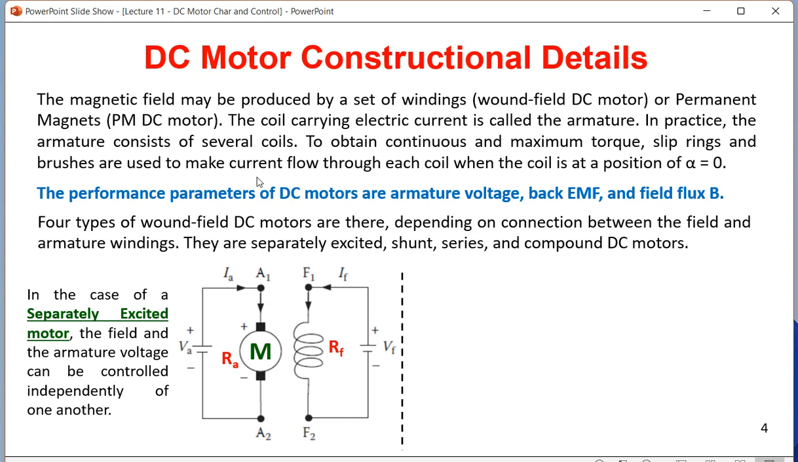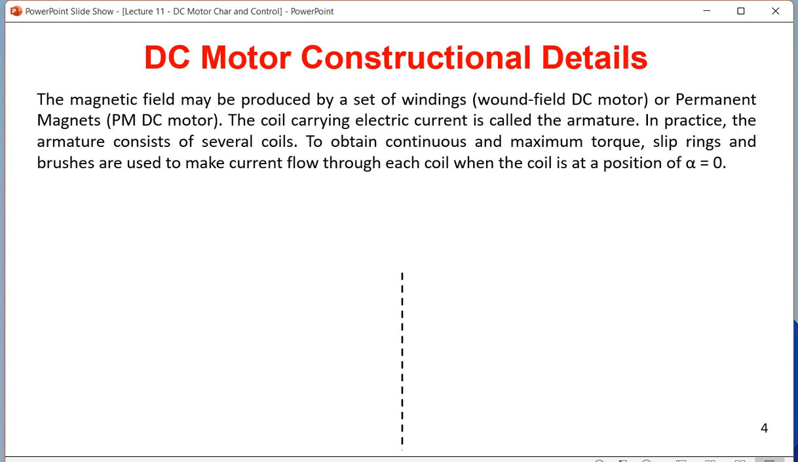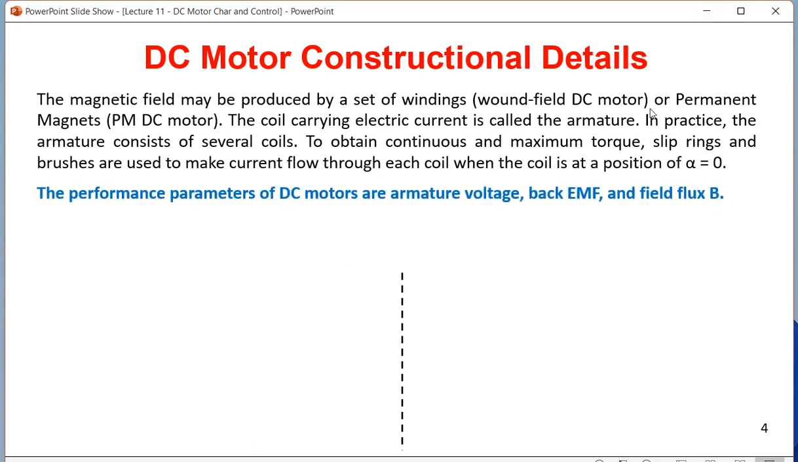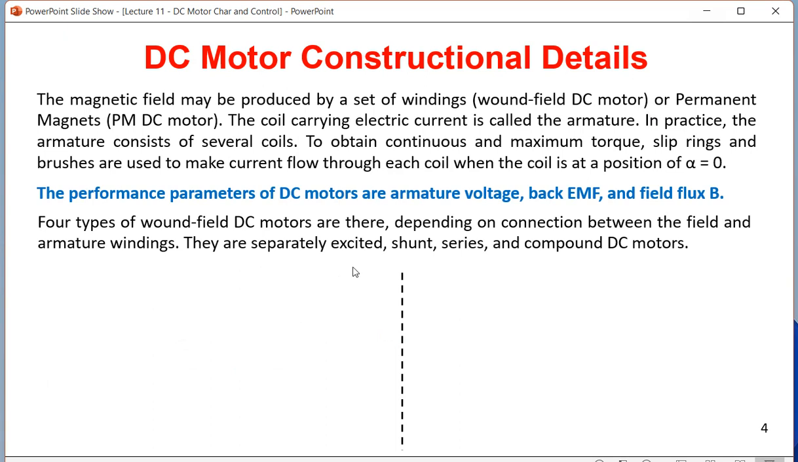So in practice, the armature consists of several coils to obtain continuous and maximum torque. Slip rings and brushes are there which help the current go from a static source to the rotating armature. The performance parameters of DC motors are armature voltage, back EMF, and field flux. I think you know all these parameters.